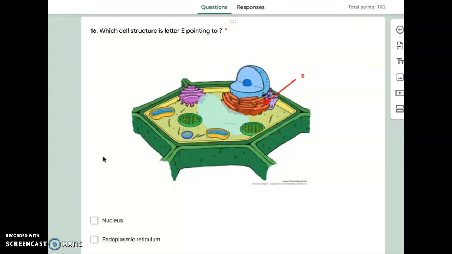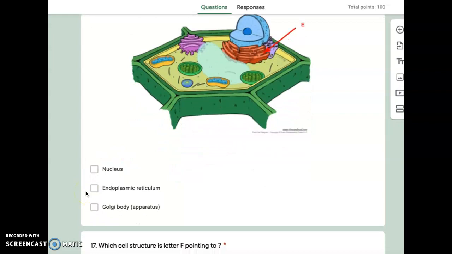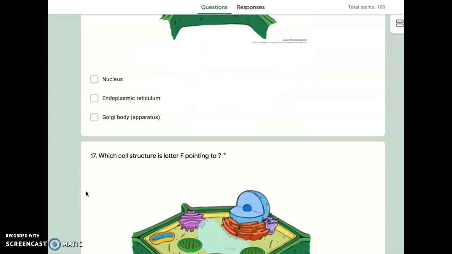Number 16. Which cell structure is letter E pointing to? So this red right here. Nucleus, endoplasmic reticulum, or Golgi body apparatus?